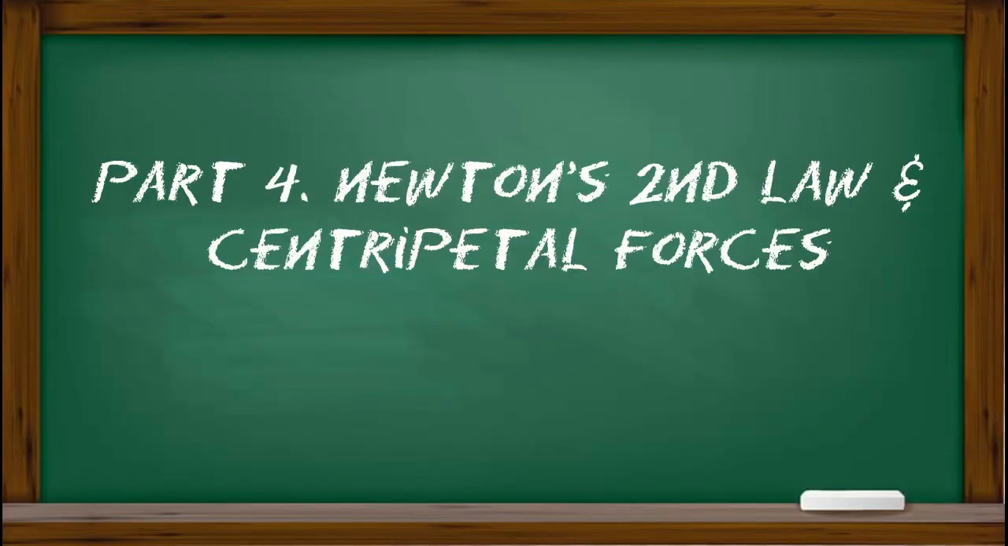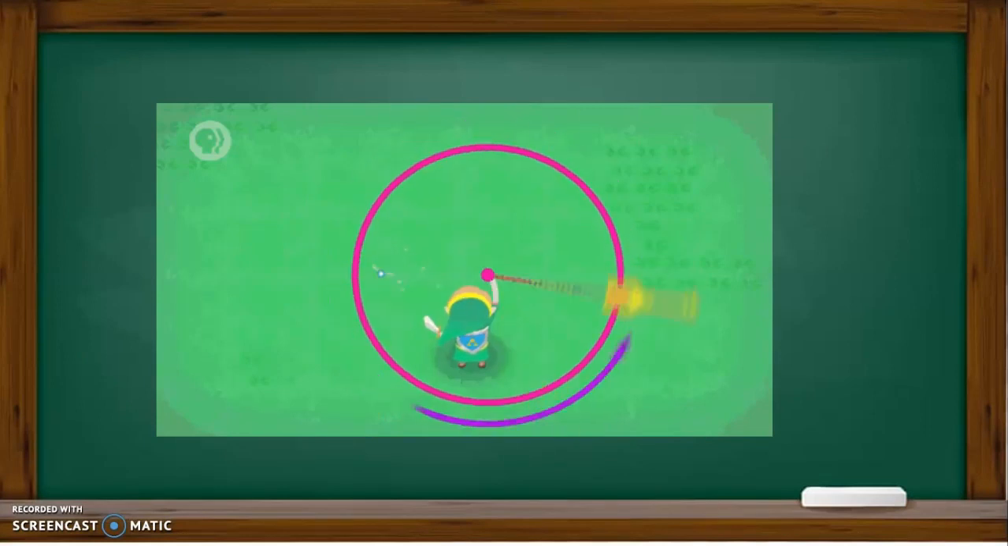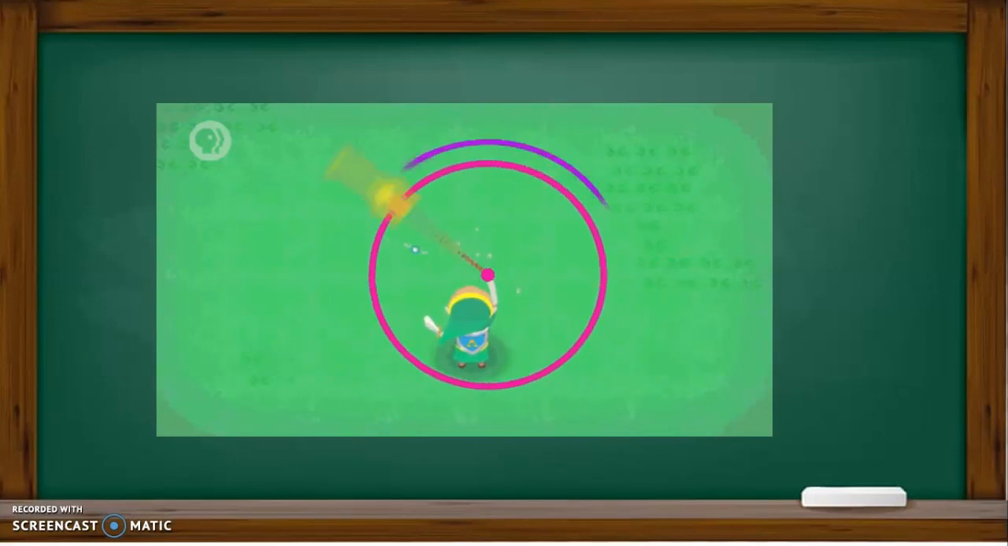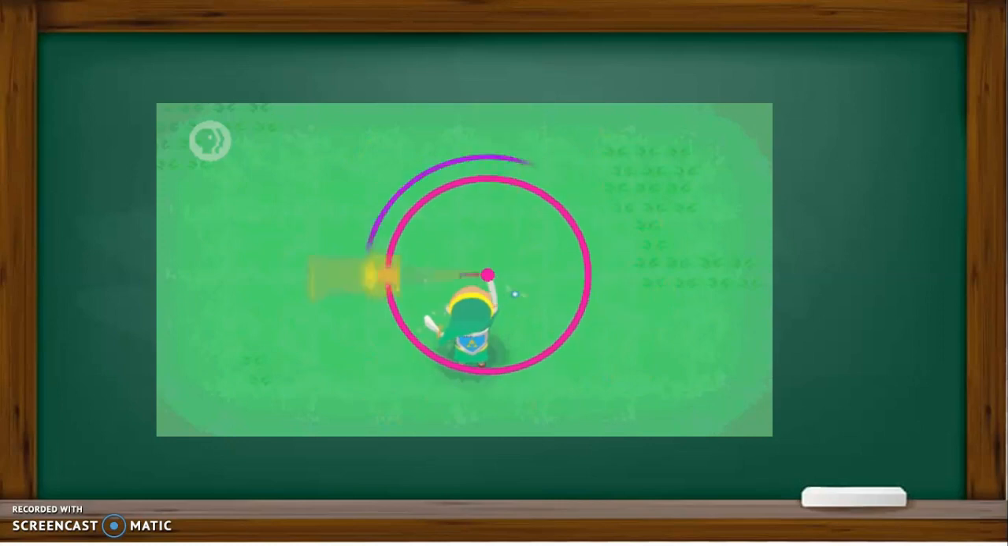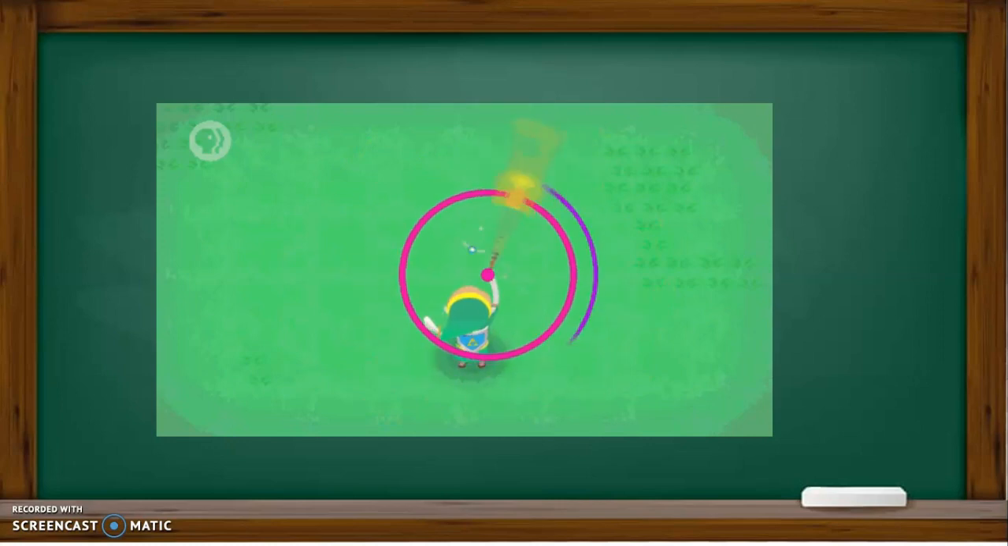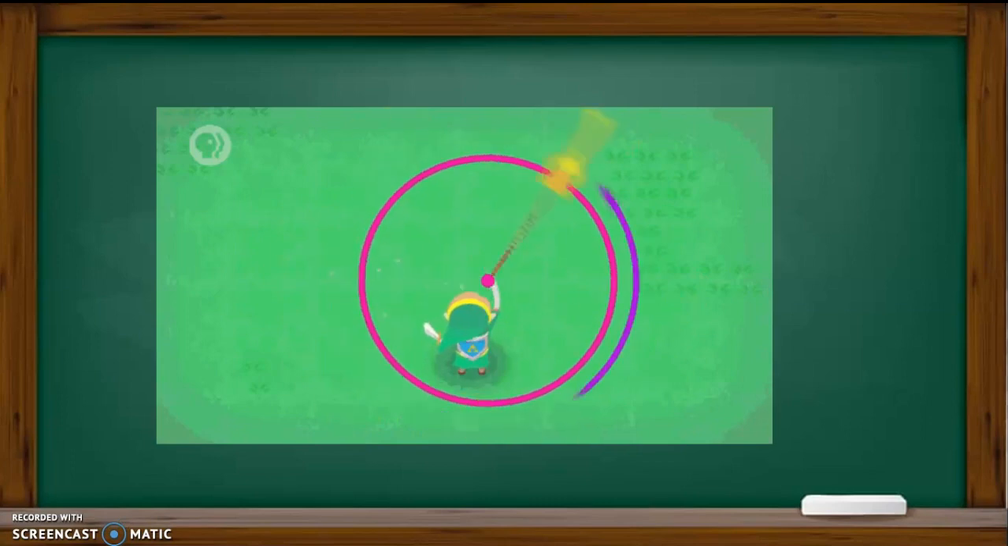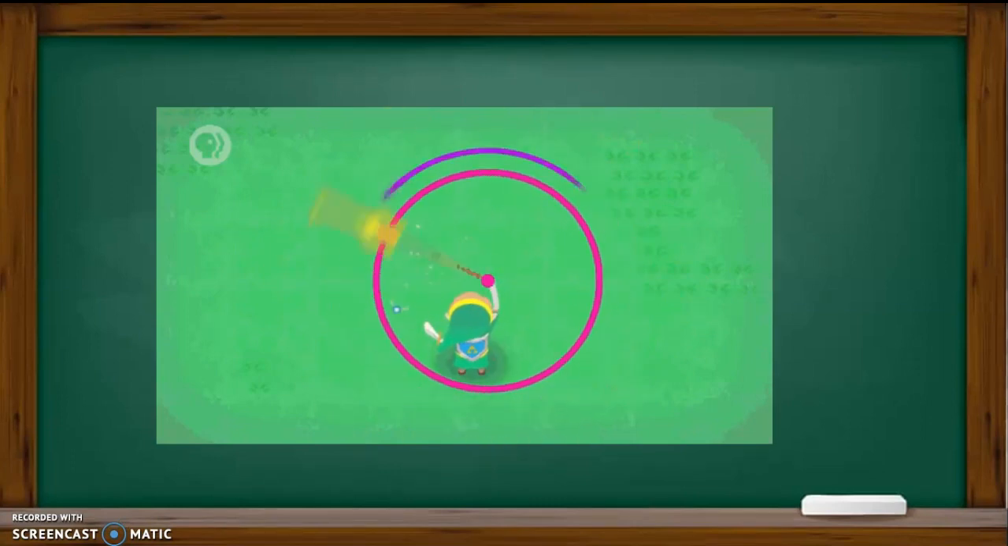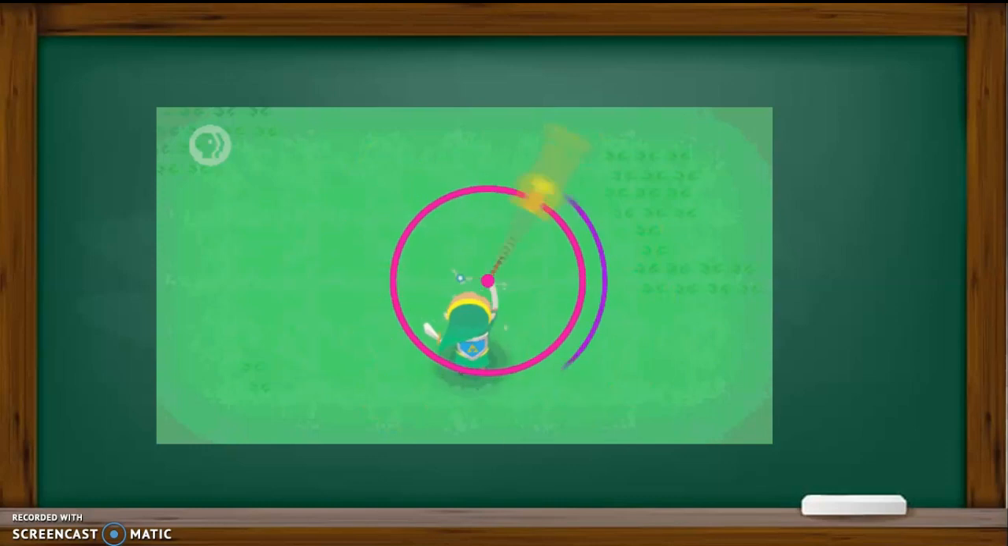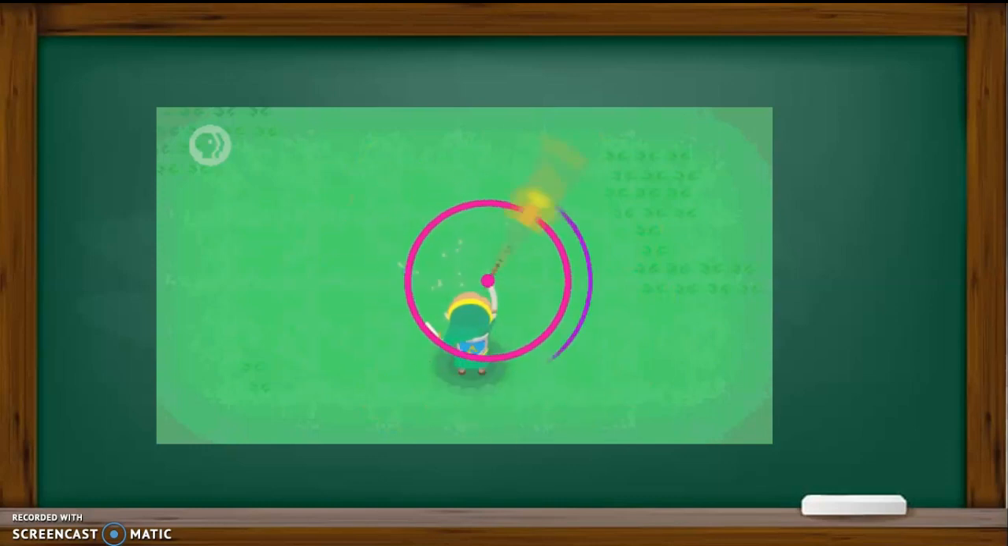Newton's second law and centripetal forces. If you hold onto the string of a yo-yo and twirl it in a circle overhead, as illustrated in the graphic, you know you must hold the string firmly or the yo-yo will fly away from you. This is true even when the toy moves at a constant speed.